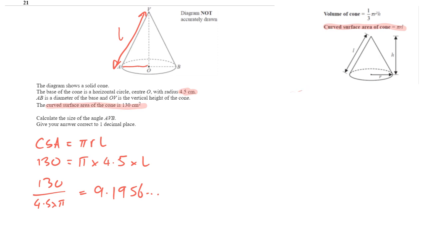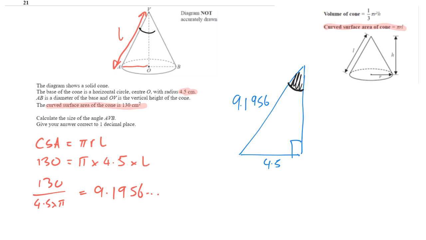Let's just draw another diagram. So here is the triangle that I'm looking at. I know that it's got a right angle down here. I know that this length is 9.1956, and a lot more numbers, and this is 4.5. I am trying to find this angle. Well, actually, I'm trying to find double that angle because I want the bit down the other side. I'm actually trying to find all of this at the top. But if I find that and double it, that'll work.